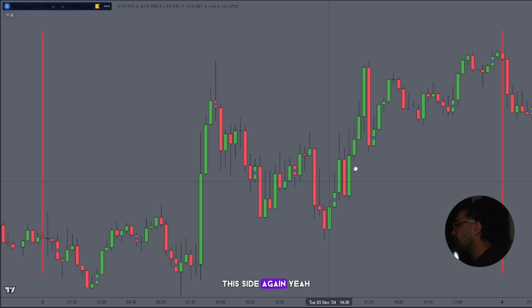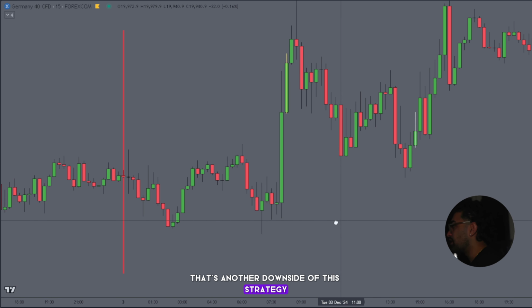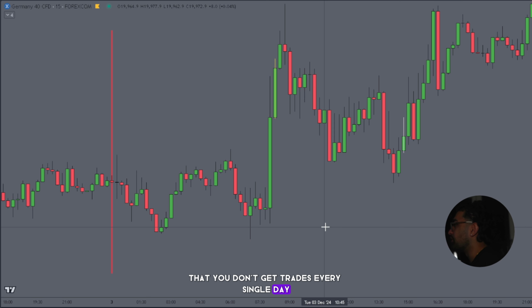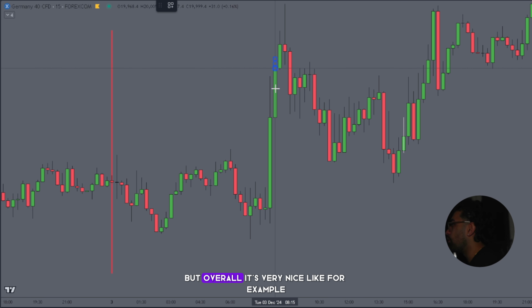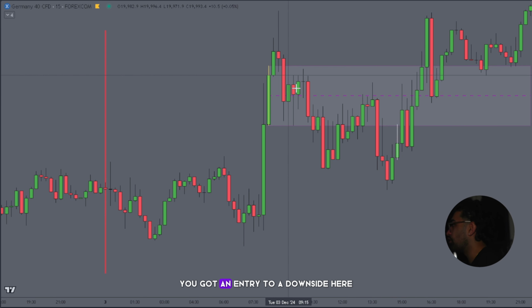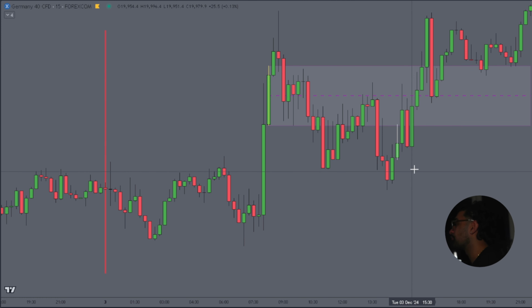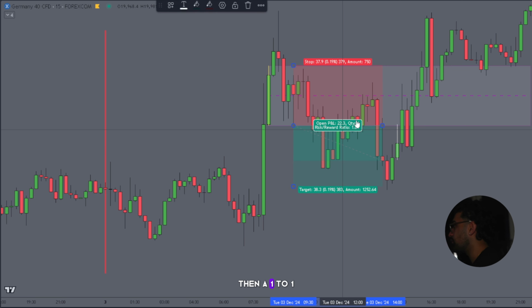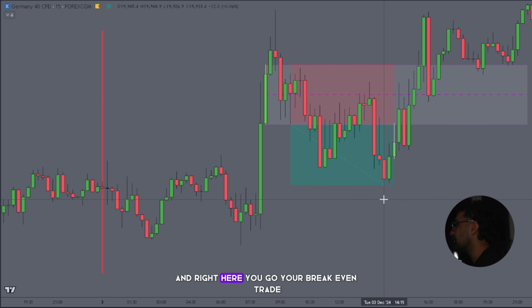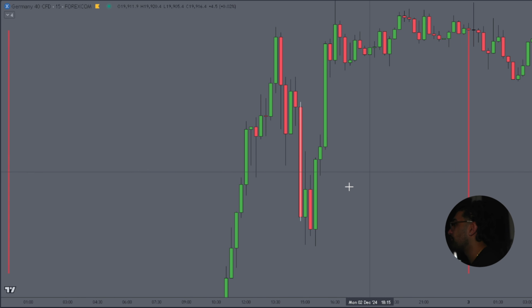This side again. Yeah, that's another downside of this strategy, that you don't get trades every single day. Many days you just don't get an entry because price goes one side. But overall, it's very nice. For example, this day right here, got an entry to the downside here, and I believe you got just about a break even on this. You probably would have got an entry here, stop loss there, then a 1-to-1, and right here you got your break-even trade.